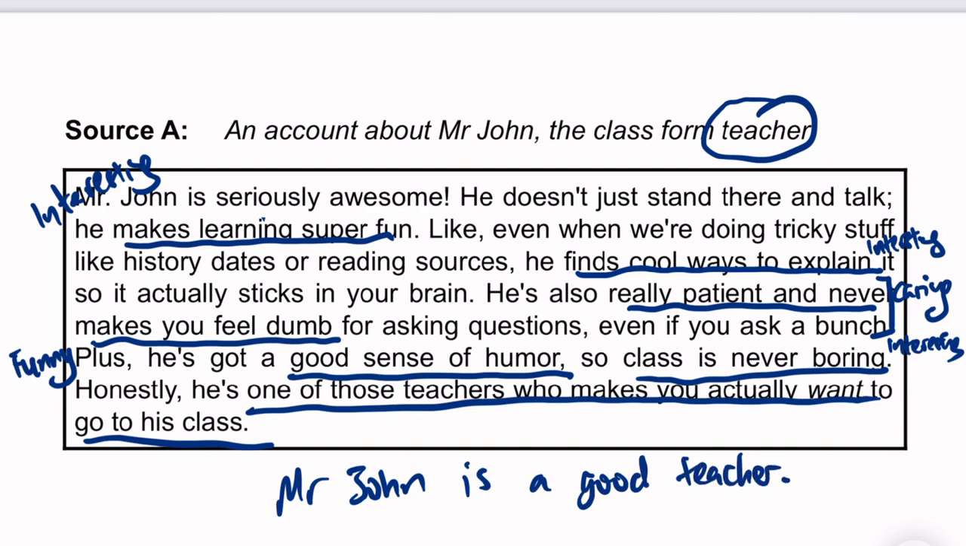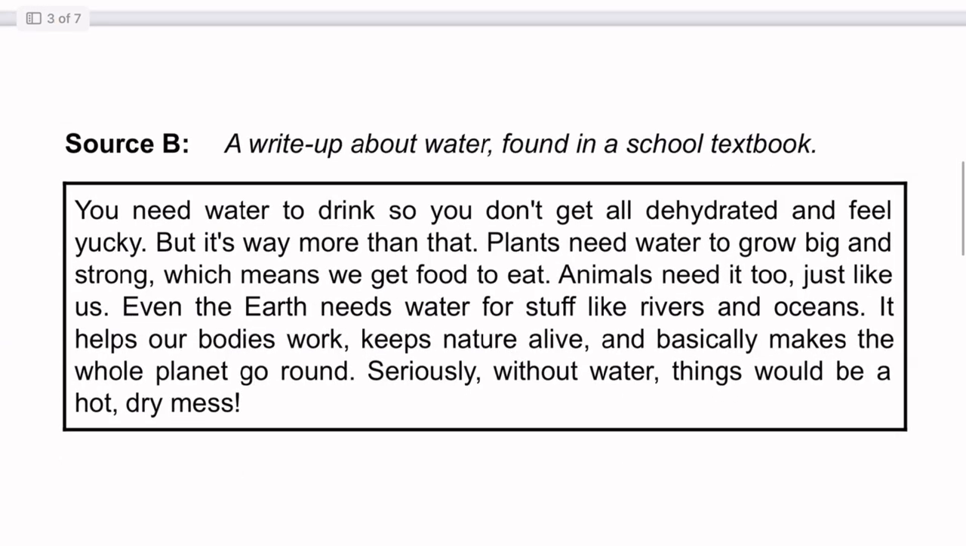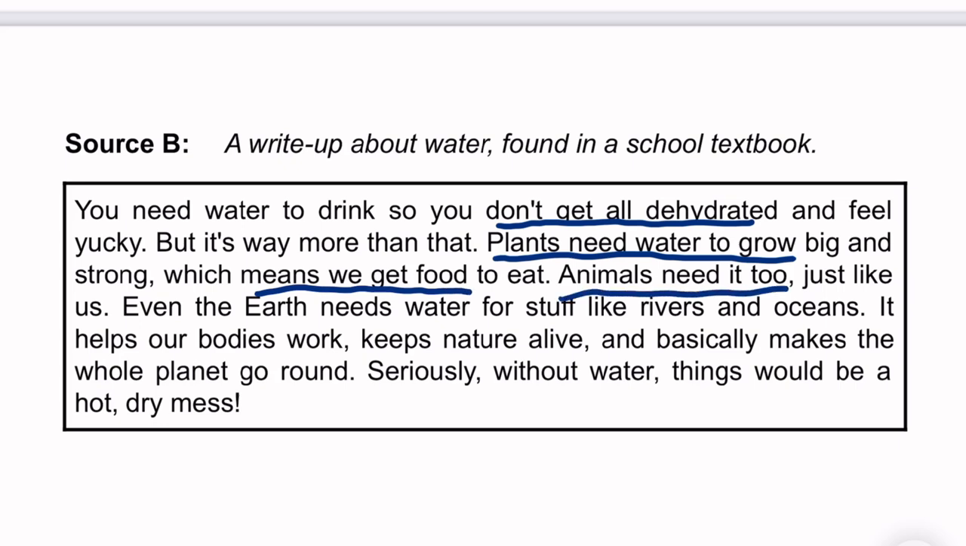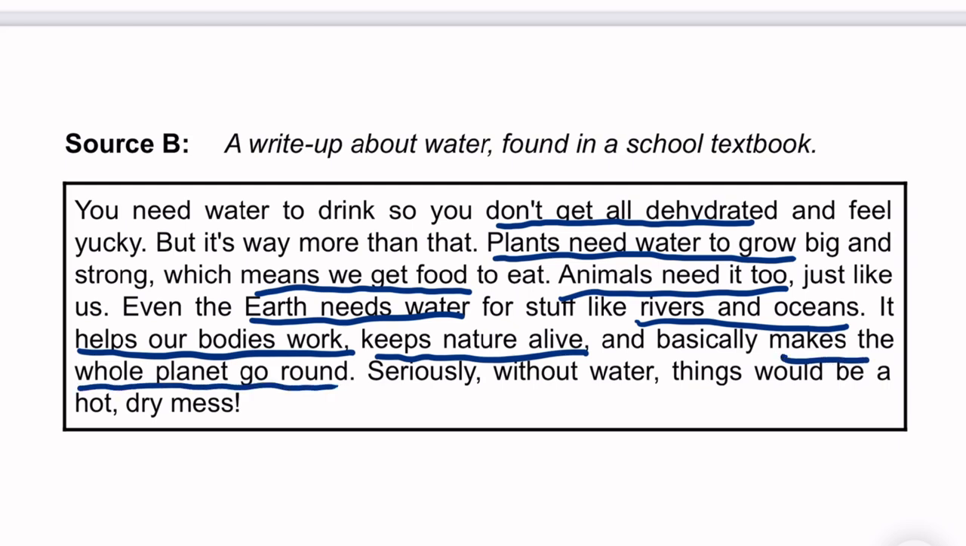For example, let's take a look at our second example, source B. It's a write-up about water, which is found in a school textbook. So let's pick out the keywords from here. You don't get all dehydrated. Plants need water to grow. And when plants get water to grow, we get food. Animals need water too. The earth needs water for rivers and oceans. And it helps our body work. Keeps nature alive. Makes the whole planet go round.